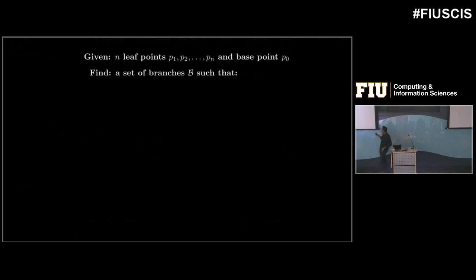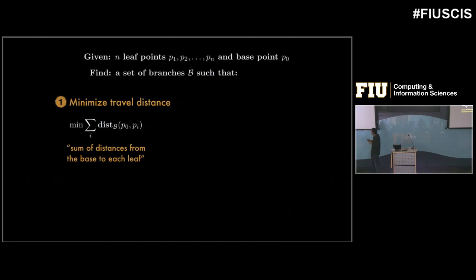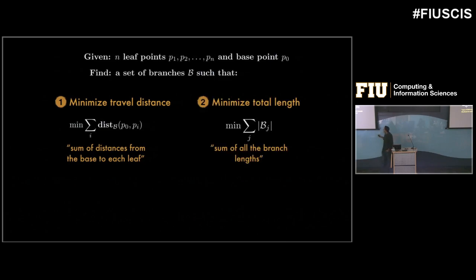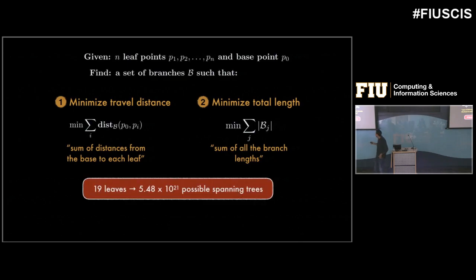Just to formalize the problem for a sec, let's say as input I'm given n leaf points, these are my suburbs, and some base point, my downtown point, in 3D space. What I want you to give me back in return is a set of branches, or a tree, such that I can minimize the travel distance. This is the sum over all the points of the distance along the branches from downtown to that suburb, so the sum of the distances from the base to each leaf. And the second objective is to minimize the total length, which is just the sum of all your branch lengths. There's a huge space of possible trees that you might need to scan through even if you only had 19 points. There are exactly 5.48 times 10 to the 21 possible spanning trees that you can use to connect up these 19 points.